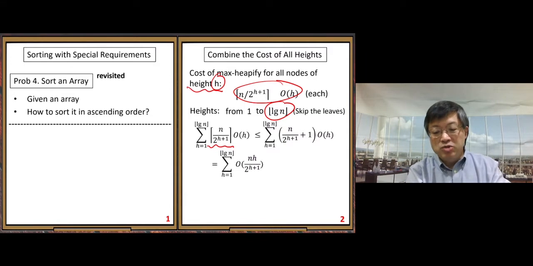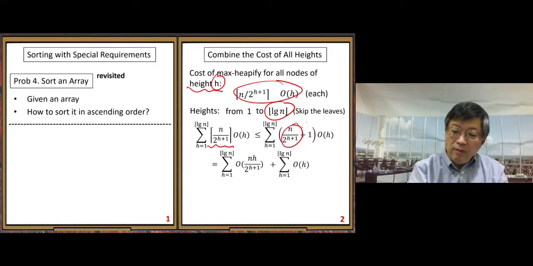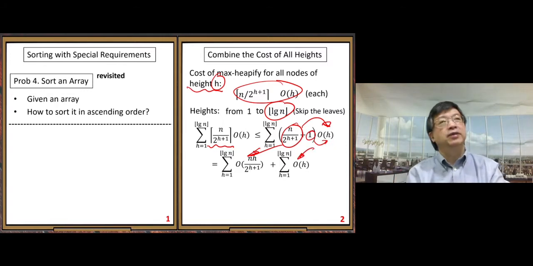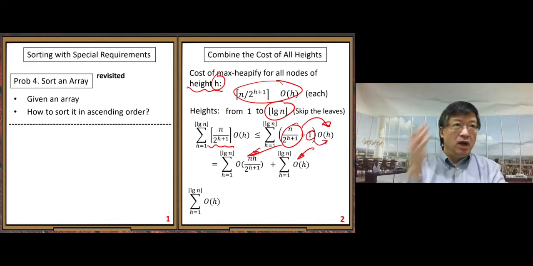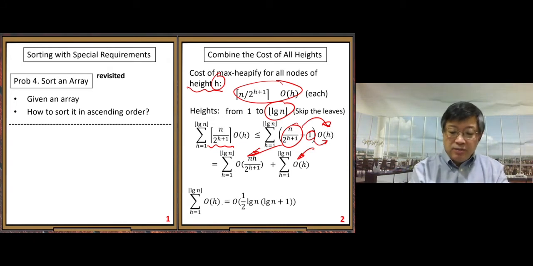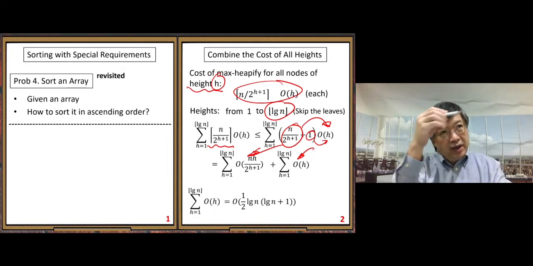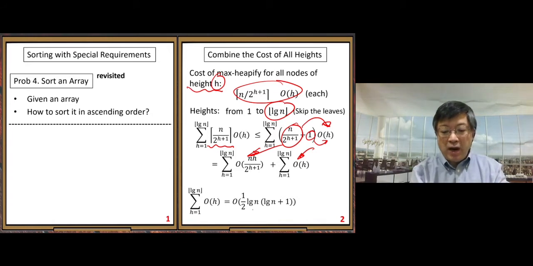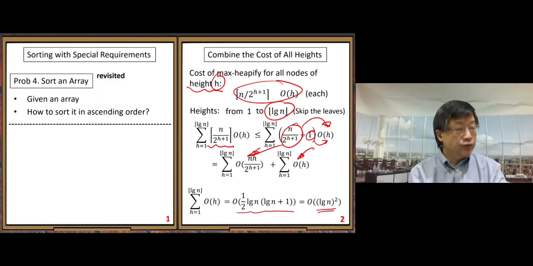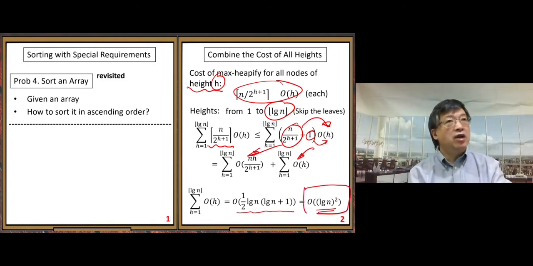But this expression we can split into two summations. The first one multiplied by big O of h gives the first summation. The 1 multiplied by big O of h gives the second summation. The second summation is much easier to estimate because it is much smaller than the first. Here you can see we are adding integers from 1 through that number. We apply the formula, which gives approximately this much. So we can write log of n squared. That's the cost for the second summation.